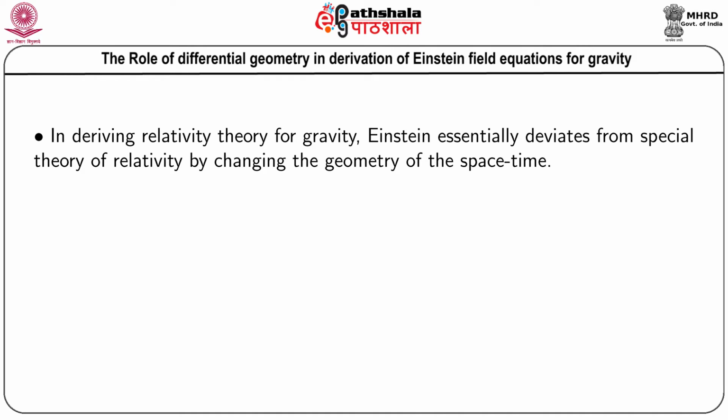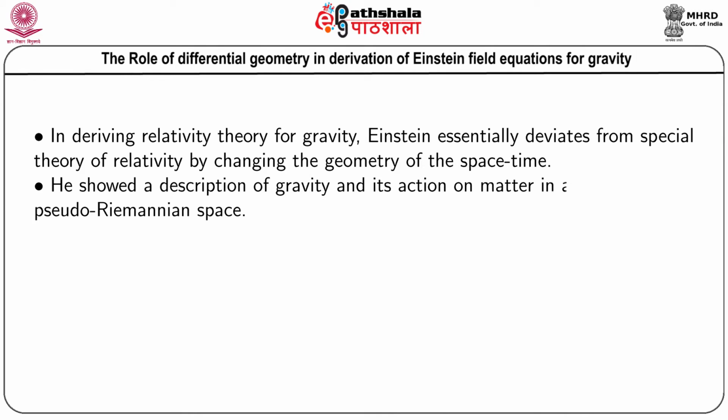Now, there are some main points that Einstein considered to derive Einstein's field equation for gravity, and Einstein observed that it is the deviation from special theory of relativity, and he deviates from special theory of relativity by changing the geometry of the space time. And he showed a description of gravity and its action on matter in a pseudo Riemannian space. So, the underlying space here will be the pseudo Riemannian space.